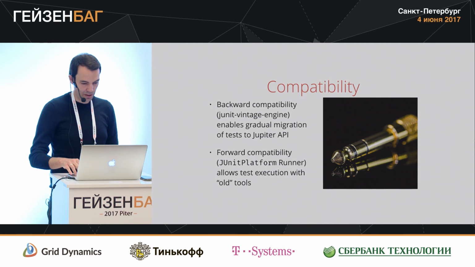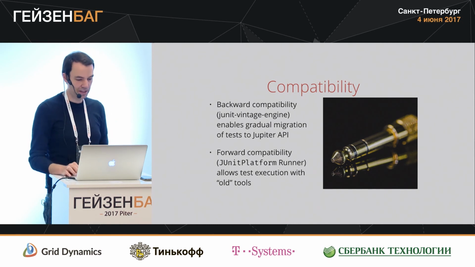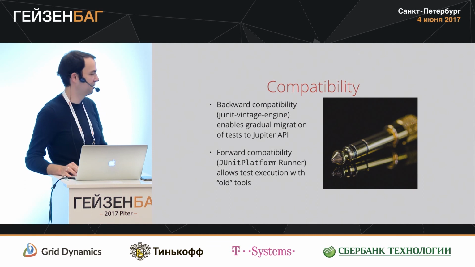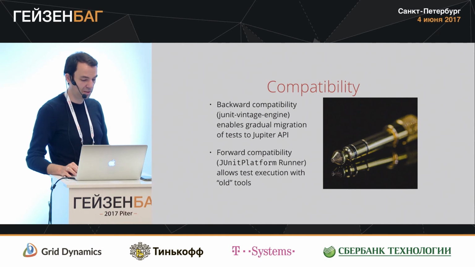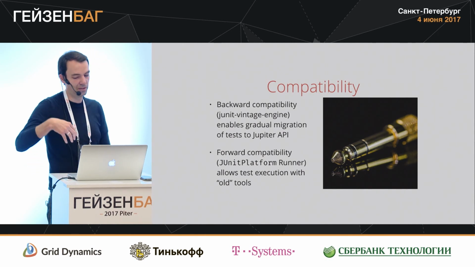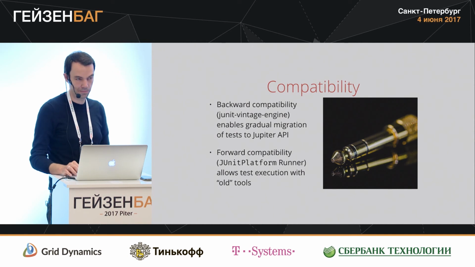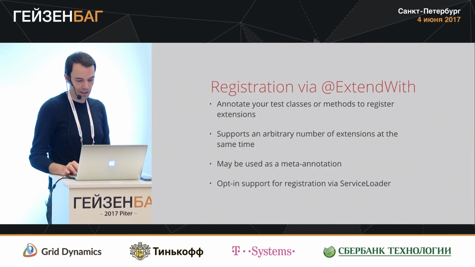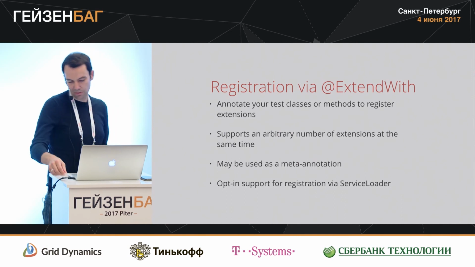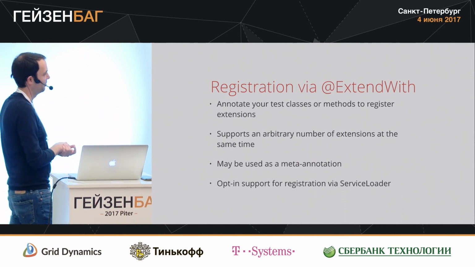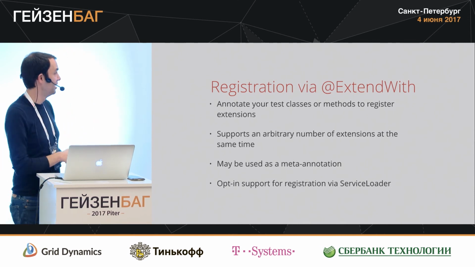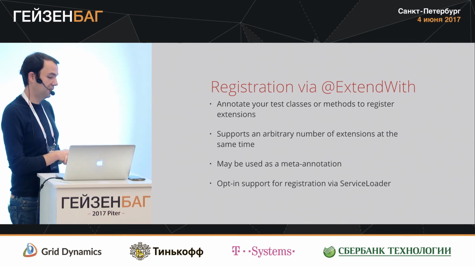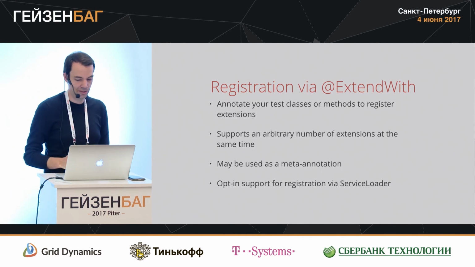So compatibility is really crucial, and we have this backward compatibility. The vintage engine lets you run JUnit 4 tests or JUnit 3 tests even on the new platform. We have forward compatibility, where the runner lets you run JUnit 5 tests on JUnit 4. Extensions are really important, one of the main reasons why we wrote JUnit 5. Registration is done via annotation, so we just annotate your classes.